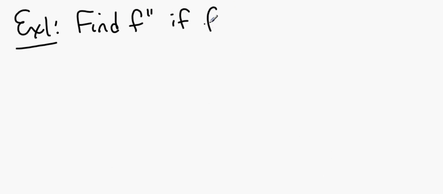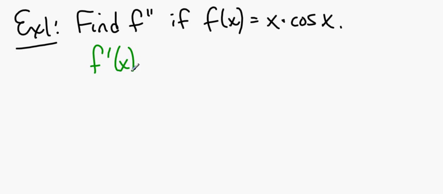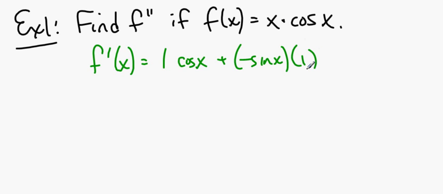if f of x is x cosine x. That's a product, x times cosine x. And since that's a product, we all know what's going to happen. The product rule is so much fun. It's 1 prime, 2 plus 2 prime, 1. And so what do you got? You've got cosine x minus sine x.